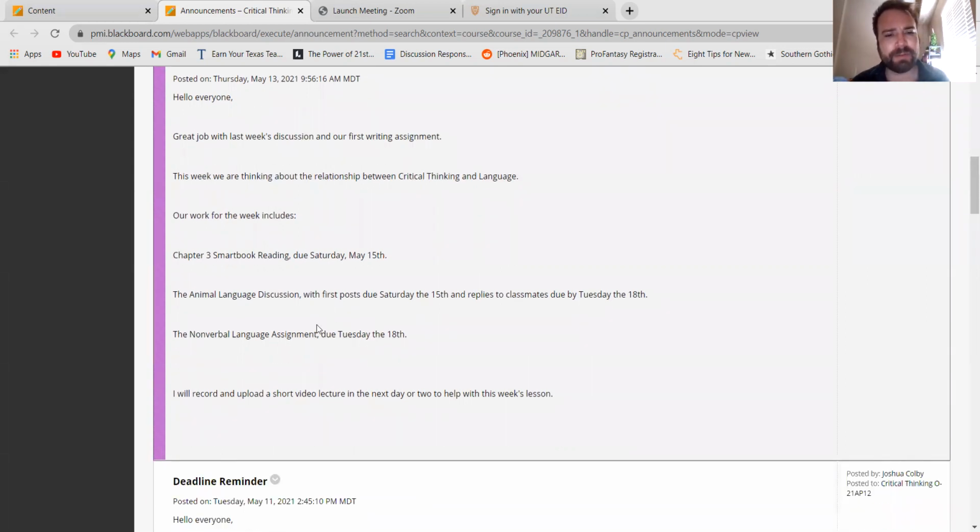We also have the animal language discussion. First post needed to be in yesterday. Make sure you get your replies to your classmates in by Tuesday. The animal language discussion is asking you to think about the role of nonverbal or body language in your lives, and then also cultural differences in language, as well as broaching the topic of animal communication and whether or not animals can really communicate. I think that's one of the most interesting things to think about.